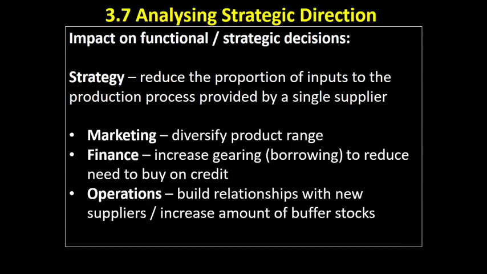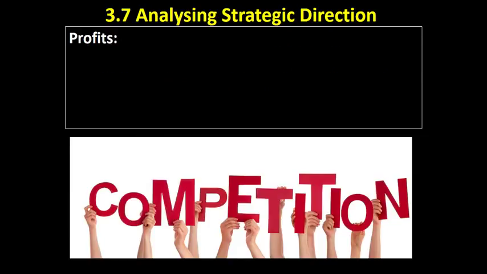In terms of operations, we would be looking to build relationships with new suppliers and maybe even increase the amount of buffer stock. So moving away from the idea of just-in-time production, where we're reliant on a particular supplier to hold our stocks for us, maybe we increase the amount of buffer stock that we're holding. That's going to incur different costs, but at least we're not absolutely reliant on a supplier to be there and supply our goods and services. So just a few ideas there on how to increase the number of potential suppliers that we've got.